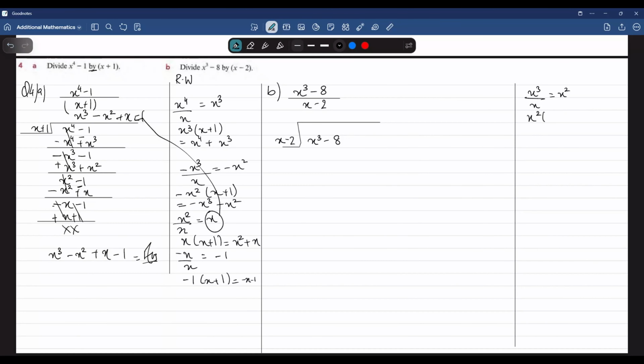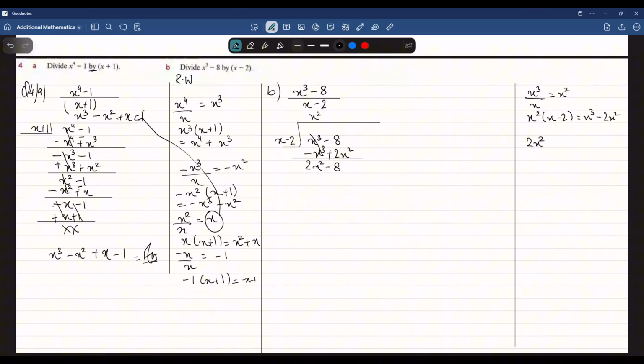So now x² multiplied by x minus 2 is going to give us x³ minus 2x². We copy this down here, x². When we multiply by x minus 2, we get x³ minus 2x². Multiply this equation by negative, this becomes positive. This cancels down, and 2x² minus 8 is copied down as it is.